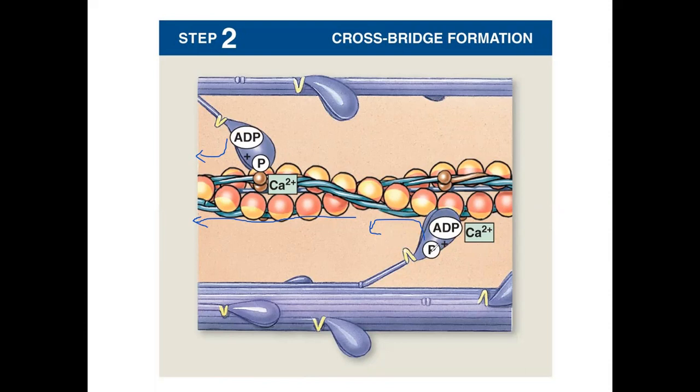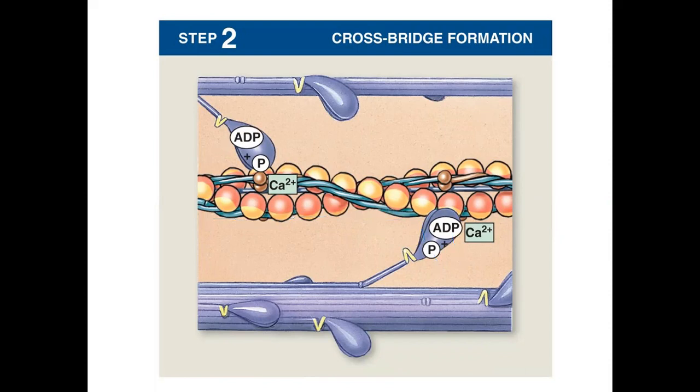It causes what we call a power stroke. It folds. It pulls it. Upon pulling, that change is enough to cause the ADP to fall off. So now you have lost your inorganic phosphate, you have lost your ADP, and your molecule is folded, but still stuck. It's still stuck to the actin.